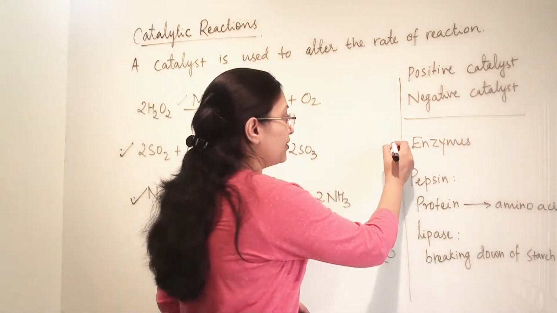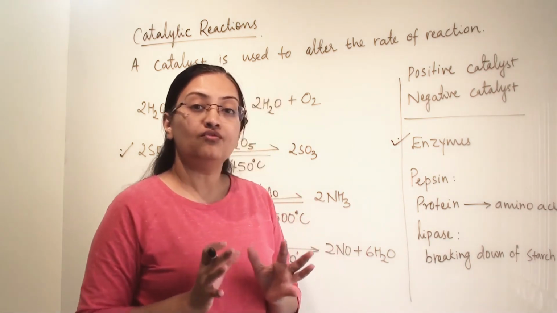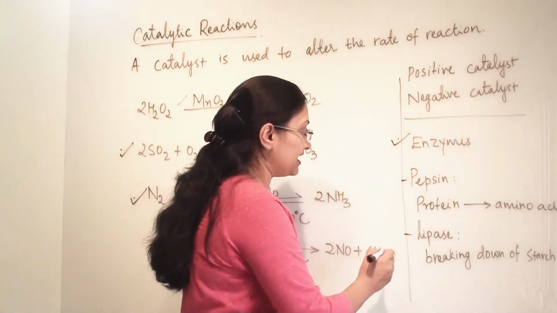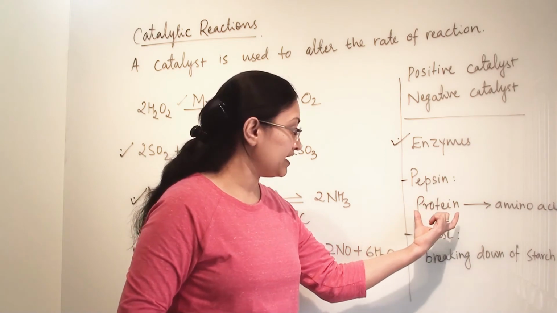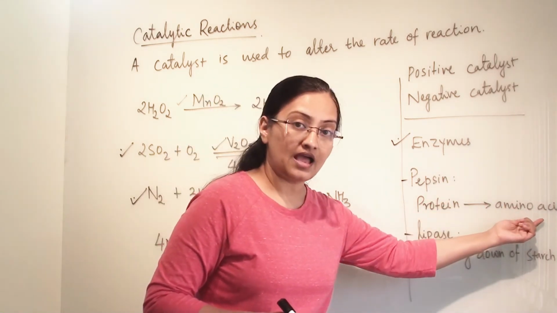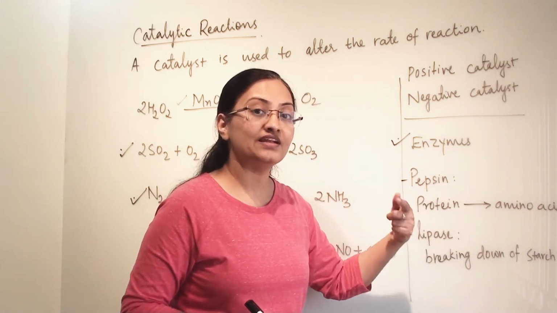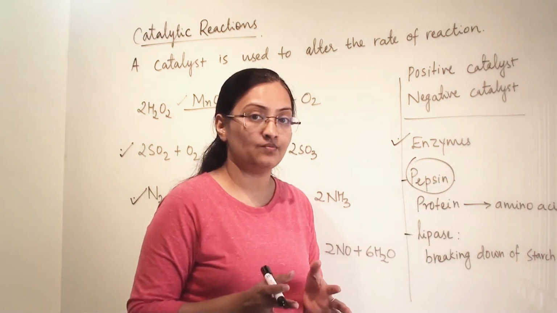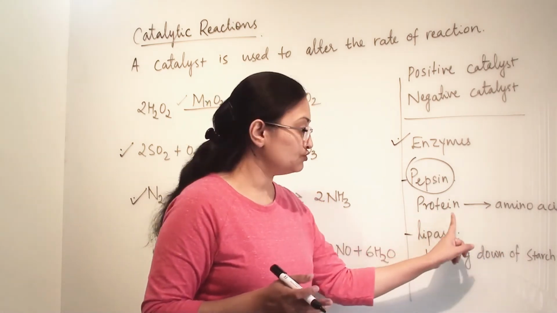Now one important point to discuss is enzymes. Enzymes also work as catalysts in our body. There are two examples. Pepsin is an enzyme secreted in our stomach, and it will accelerate the conversion of protein into amino acids. This conversion happens at a faster rate with the help of pepsin. So pepsin is an enzyme which gives a catalytic effect to this conversion.